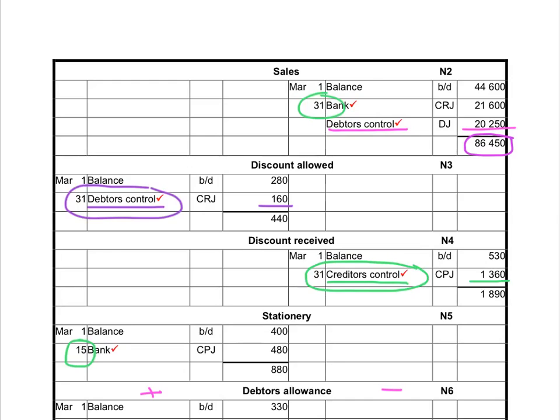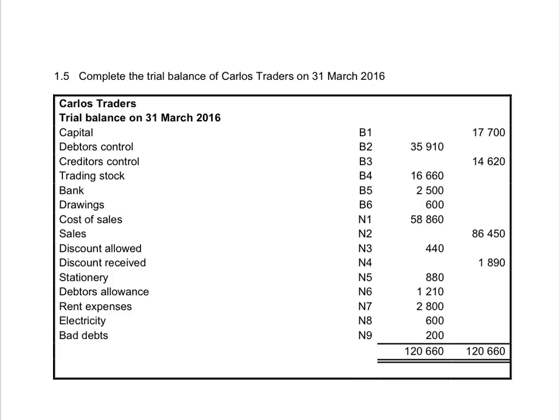So in the trial balance, we will show that sales on the credit side is 86,450. In the trial balance, we will show that discount allowed on the debit side is 440. So that means in the trial balance, we will write down all the different ledger accounts that we have. Capital has a credit balance. Drawings will always have a debit balance. So if those are not on the right side, it means that you made a mistake somewhere.